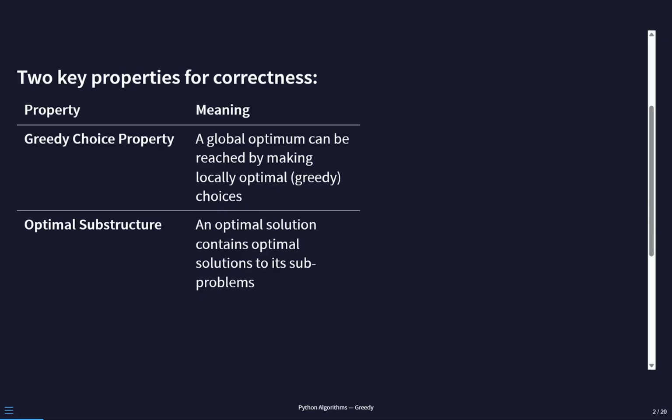For greedy to be correct, two properties must hold simultaneously. The greedy choice property: there always exists a globally optimal solution that includes the greedy choice. You don't miss the global optimum by picking locally. And optimal substructure: an optimal solution to the full problem contains optimal solutions to its subproblems, the same structural requirement that makes dynamic programming work.